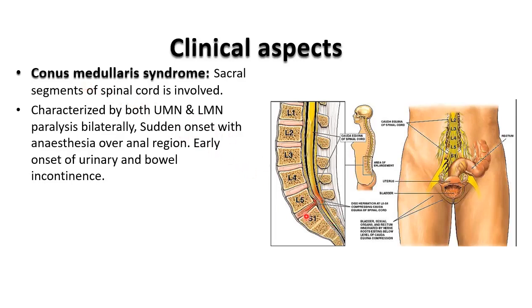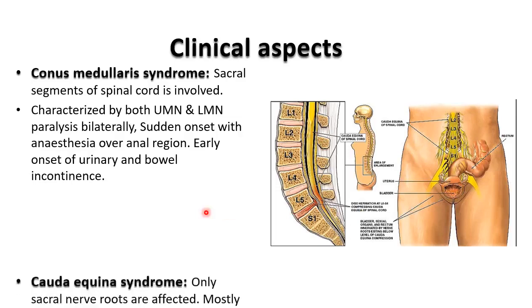And it is bilateral. On either side, you can see the effect. There is early onset of urinary and bowel incontinence. So, not able to hold the feces, urinary incontinence and overfilling. You also have that. And what happens is anesthesia around the perianal region, loss of sensations over the perianal region.